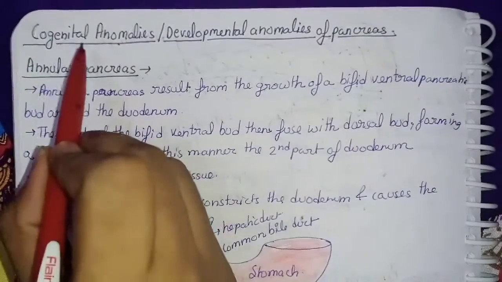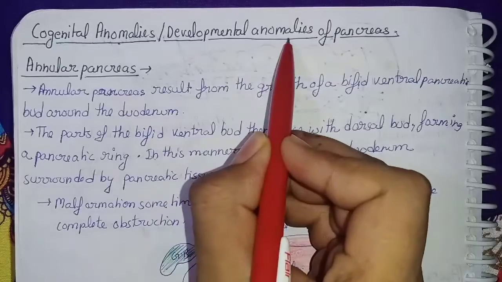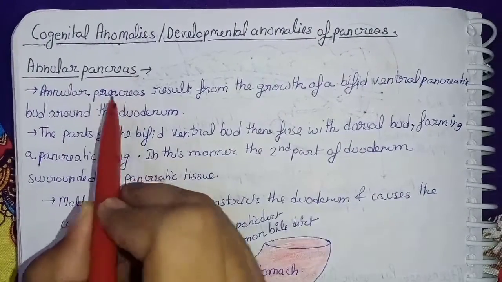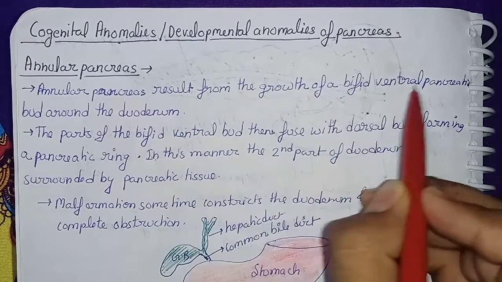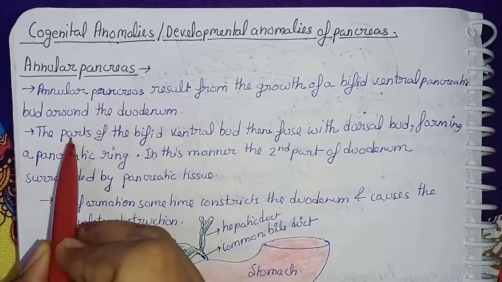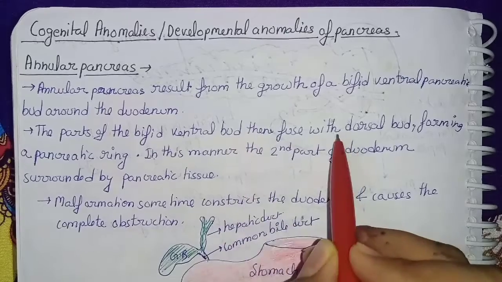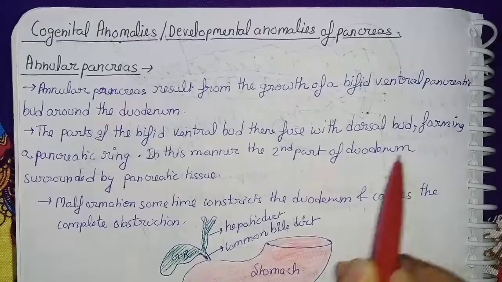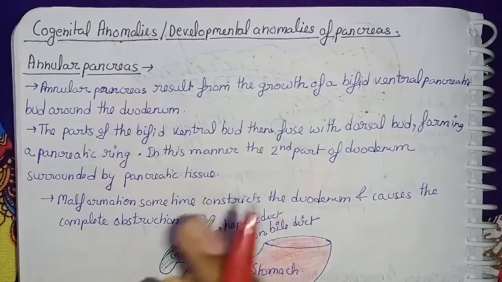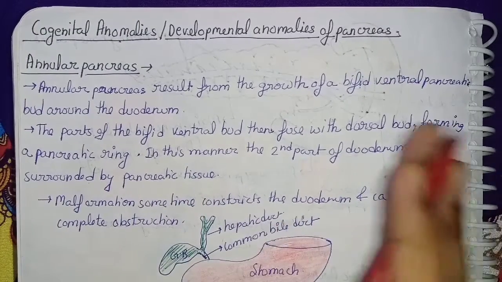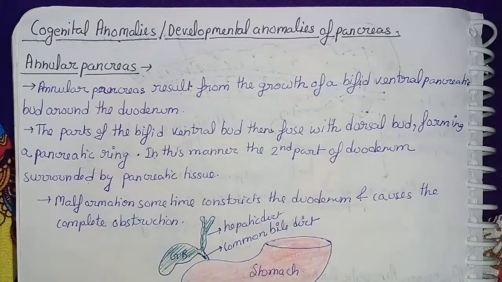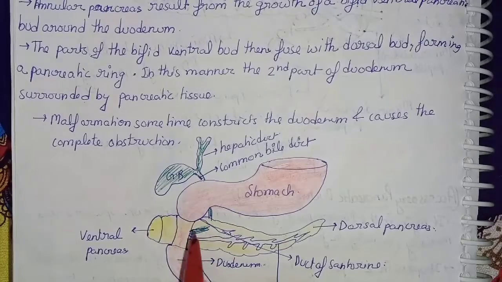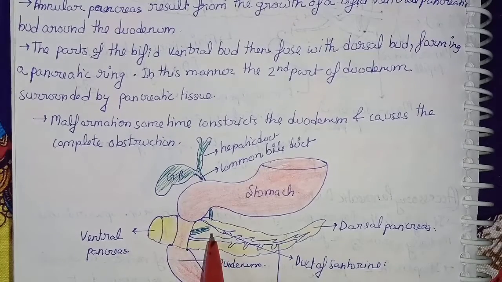Now coming to the congenital or developmental anomalies of the pancreas. First is annular pancreas. Annular pancreas results from the growth of a bifid ventral pancreatic bud around the duodenum. The parts of the bifid ventral bud then fuse with the dorsal bud, forming a pancreatic ring. In this manner, the second part of the duodenum is surrounded by pancreatic tissue. This malformation sometimes constricts the duodenum and causes complete obstruction.